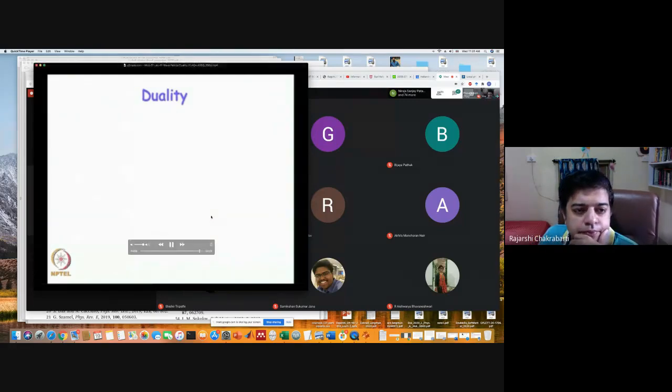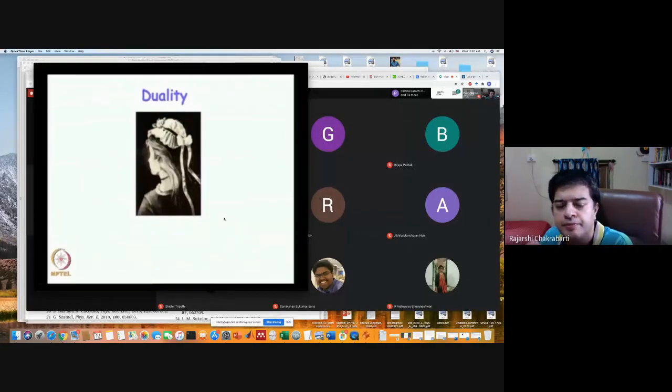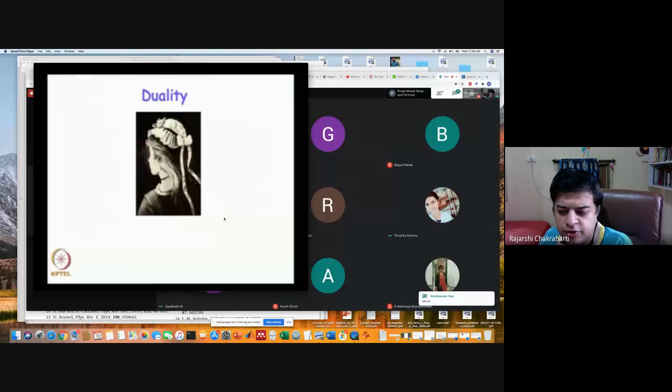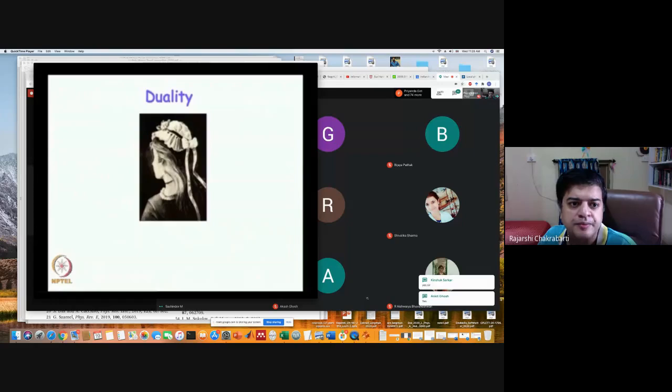So if you look at this picture and if I ask you, whom do you see in this picture? Okay, now can you see the picture, all of you? Yes, sir. Can you see the picture? Yes. It may not be very clear, but you can still see the picture. And what do you see in this picture?